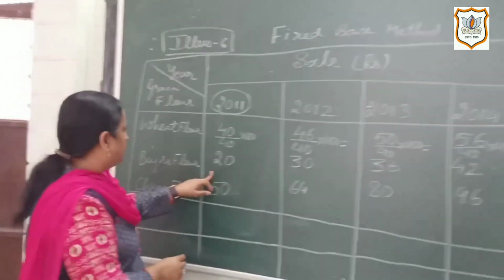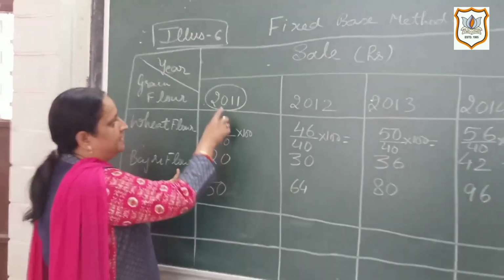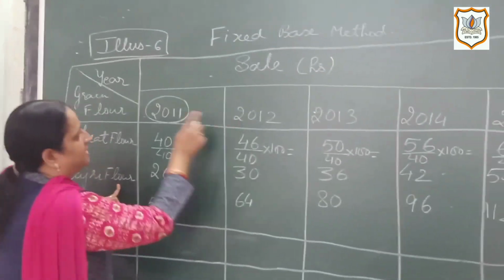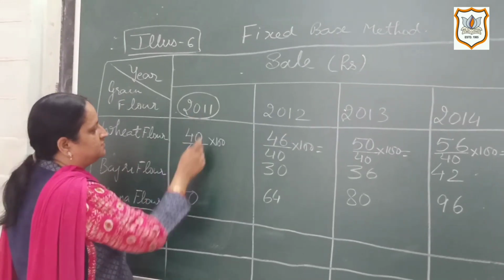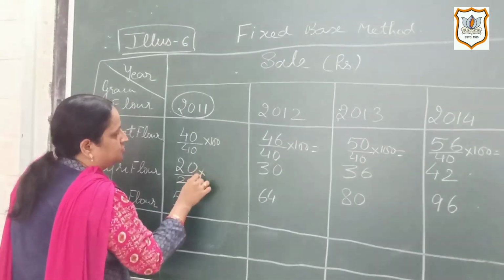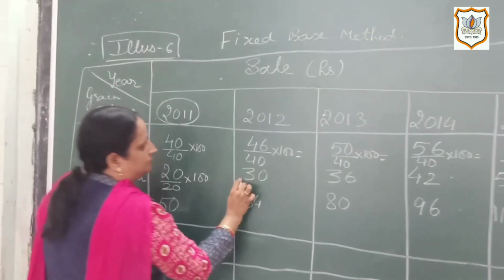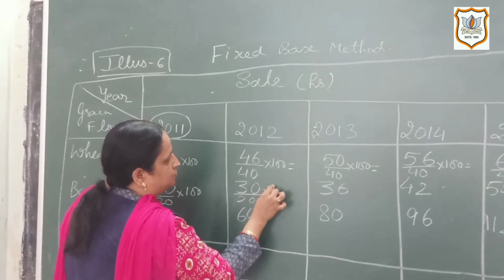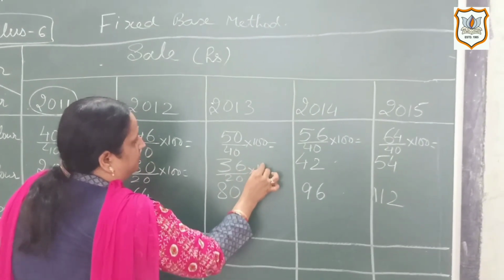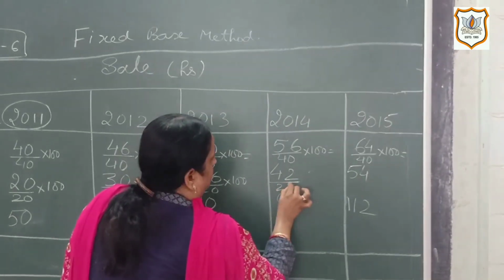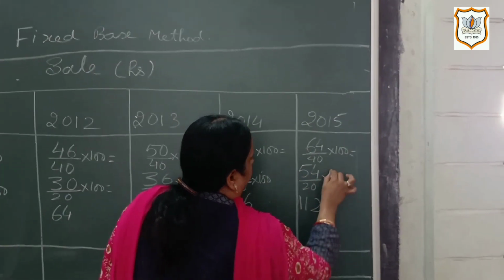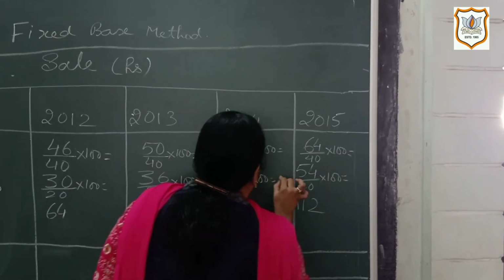Similarly, we will do it for bajri flour. Here again the base is 2011. So all these prices have to be divided by the price of 2011, that is 20. So it will be 20 upon 20 into 100, 30 upon 20 into 100, 36 upon 20 into 100, 42 upon 20 into 100, 54 upon 20 into 100.